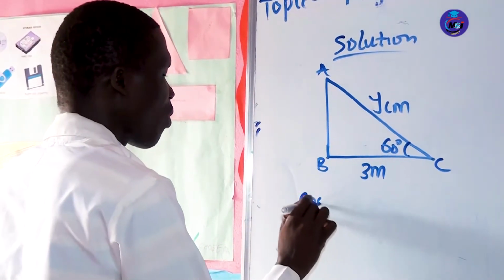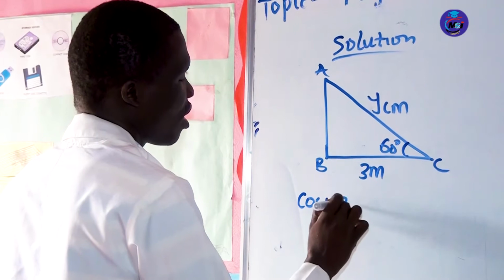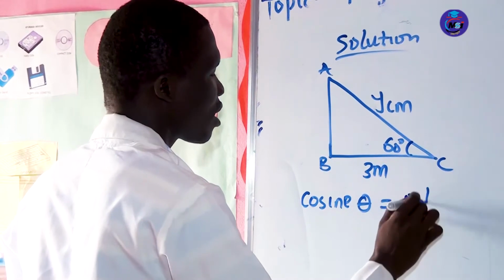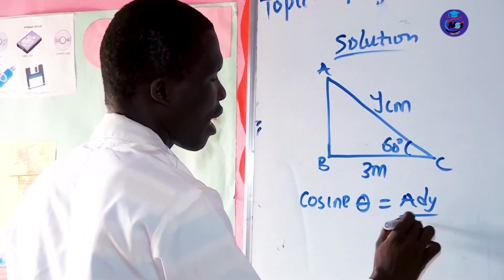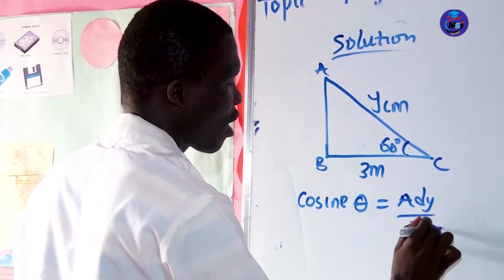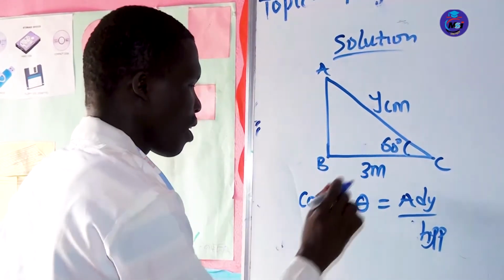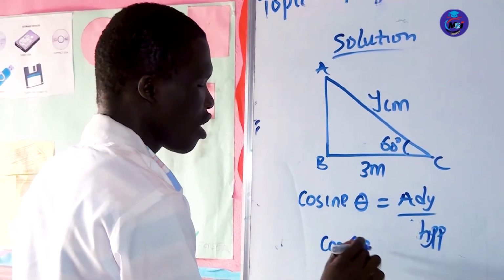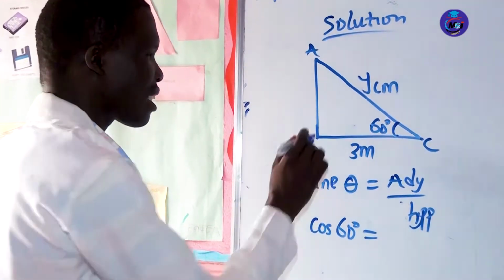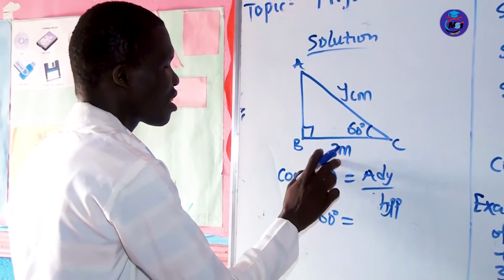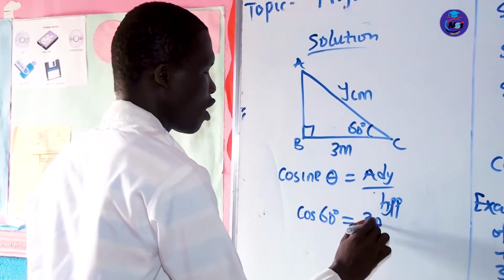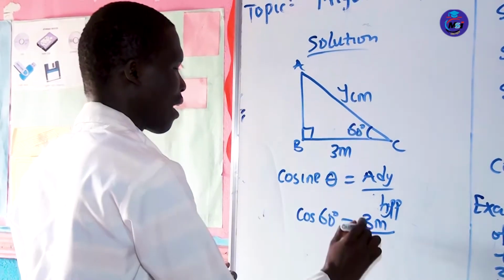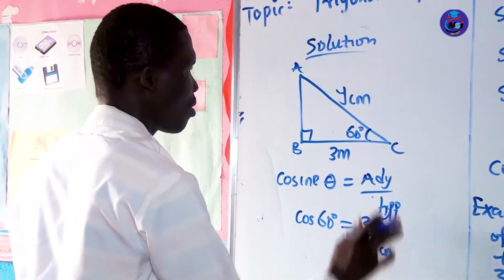Okay, now we are going to apply cosine. Cos theta equals to CAH, adjacent over hypotenuse. Okay, now remember our theta is 60 degrees. Cos 60 degrees equals to, what is our adjacent here? Our adjacent is 3 meters divided by, what is hypotenuse? y meter.